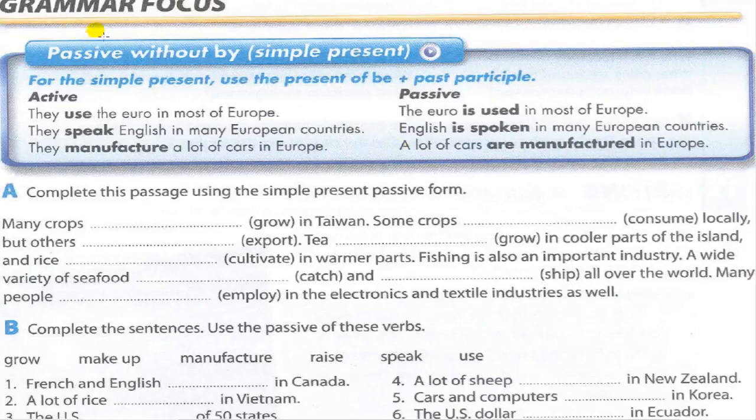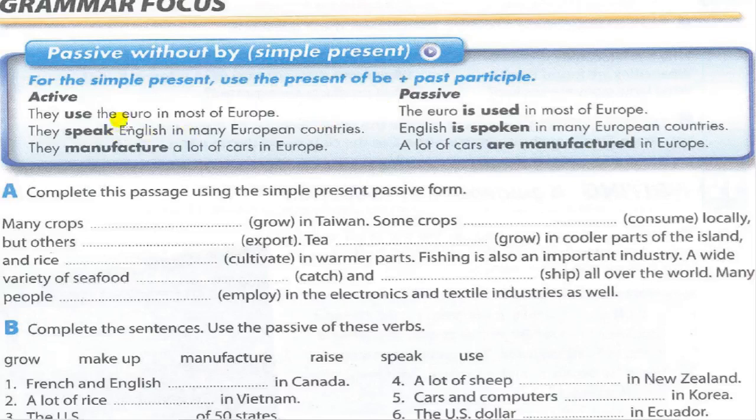Exercise number 9, grammar focus. Passive without by, simple present. For the simple present, use the present of be plus pp, past participle. Active: They use the euro in most of Europe. They, subject; use, verb; the euro, object.